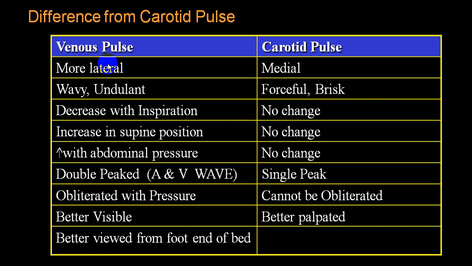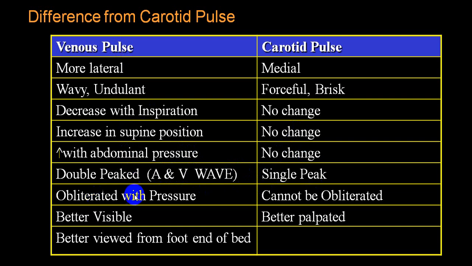So venous pulse, more lateral, this is more medial. This is two waves, this is a single wave. This decreases with inspiration, there is no change. It increases in the supine position as well as during expiration, this is no change. When you apply abdominal pressure, this is elevated, there is no change. This is A and V wave peak with two descents, that is X and Y, while this is a single peak, single upstroke, single downstroke.